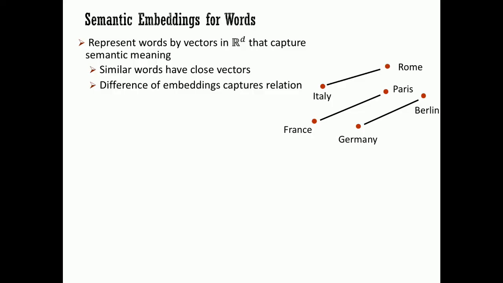Another criterion could be that the difference of embeddings captures relationships. So, for example, suppose we take the difference between the embedding of the country and the embedding of the corresponding capital, then the difference probably should be aligned to some special direction which corresponds to the country-capital relationship. If you can do this, then we can hope to use this as features for many other NLP tasks. And actually, this has already been the case. There are lots of applications of these word embeddings in many other NLP tasks.